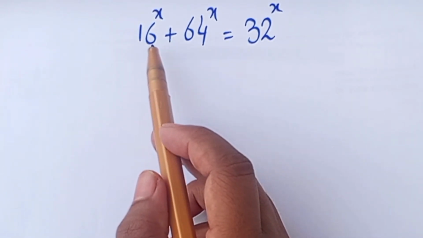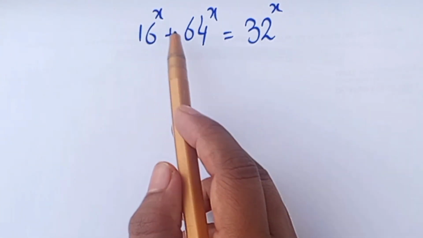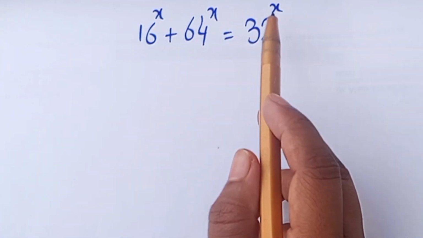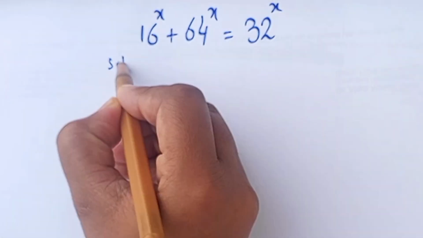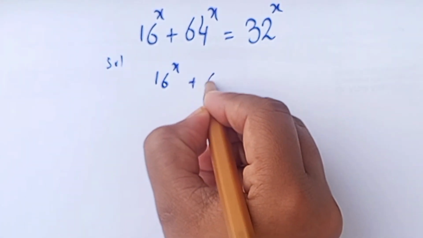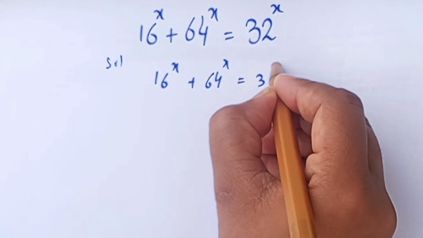In this video we are going to solve this question, and the question is 16 raised to the power x plus 64 raised to the power x is equal to 32 raised to the power x. So let's start. The given information is 16 raised to the power x plus 64 raised to the power x is equal to 32 raised to the power x.